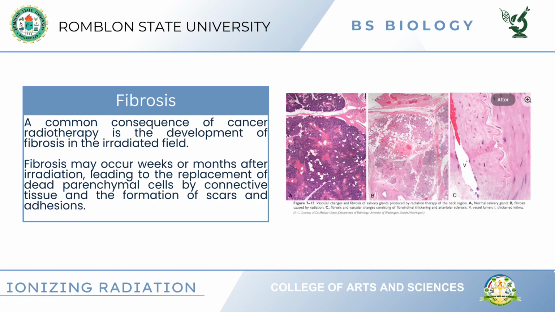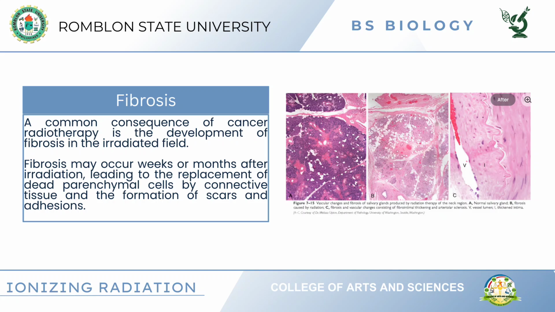Because radiation damages the blood vessels. When the blood vessels are damaged, it will cut off oxygen and nutrients, which will lead to ischemia. It also kills stem cells or the reserve cells that help regenerate normal tissue. Radiation also triggers the immune system to release signals like cytokines and chemokines. And these signals activate fibroblasts, which are cells that produce collagen, the main ingredient in scar tissue. That's why fibrosis happens after radiotherapy.